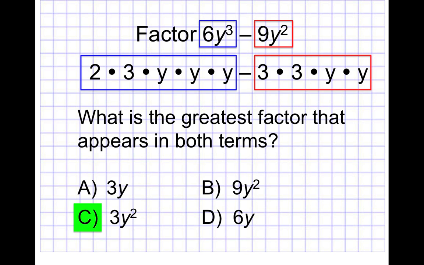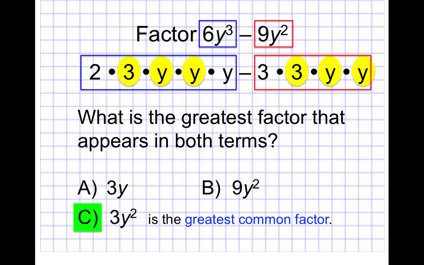That would be 3y squared. There's a 3 in both of the boxes, and there's a y times y in both of the boxes. We call 3y squared the greatest common factor. It's the biggest thing that's a factor of both terms. It's the biggest thing that divides out of both terms.